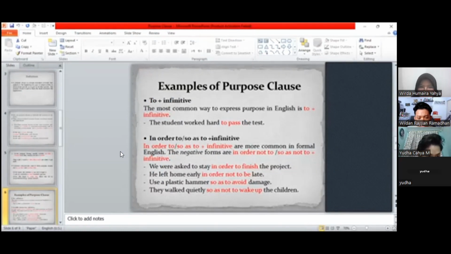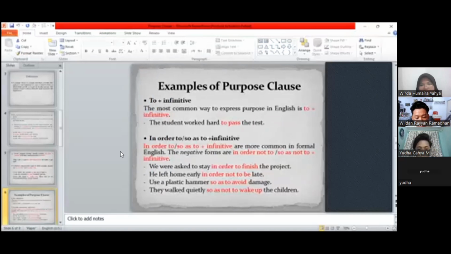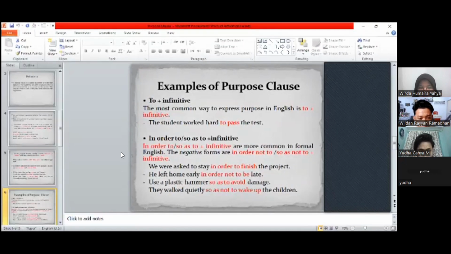For example, we were asked to stay in order to finish the project. And for the negative example, he left home early in order not to be late. The next is, use a plastic hammer so as to avoid the damage, and the negative form, they work quietly so as not to wake up the children.